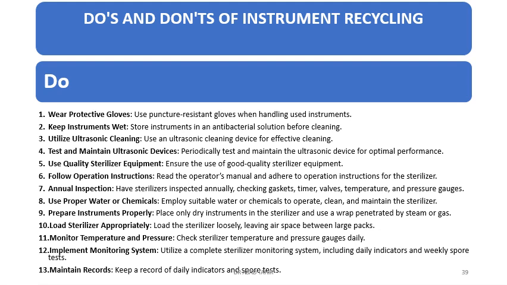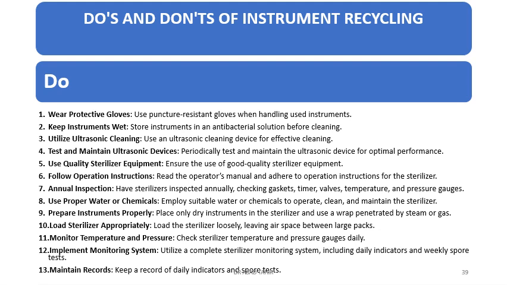Use quality sterilizer equipment. Ensure the use of good quality sterilizer equipment. Follow operation instructions. Read the operator's manual and adhere to operation instructions for the sterilizer. Annual inspection. Have sterilizers inspected annually, checking gaskets, timer, valves, temperature, and pressure gauges. Use proper water or chemicals. Employ suitable water or chemicals to operate, clean, and maintain the sterilizer.